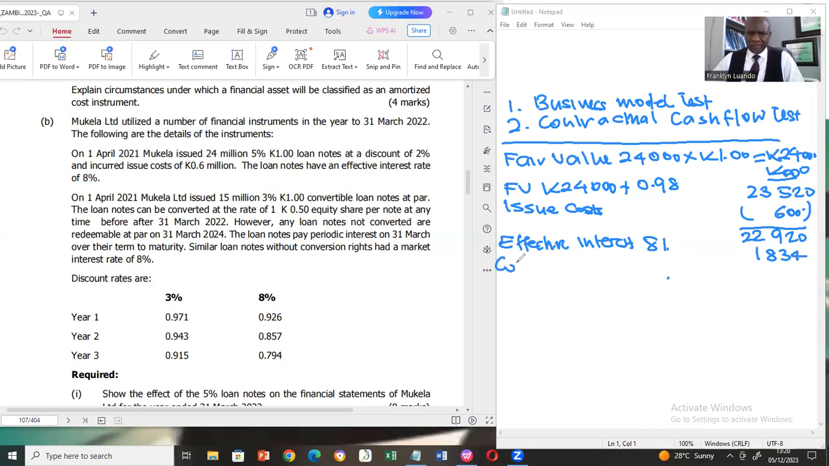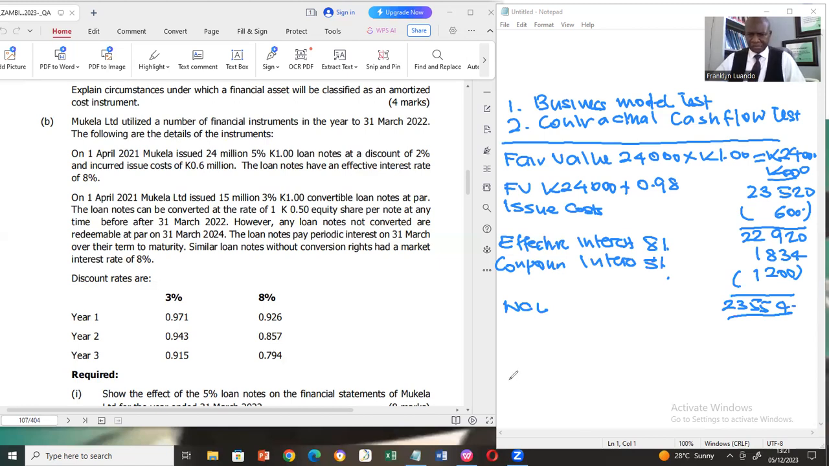Coupon interest is always on the original fair value of the loan. So this will be 5%. 5% of 24 will be 1,200. So the total, which will be the non-current liability, will be 23,554.